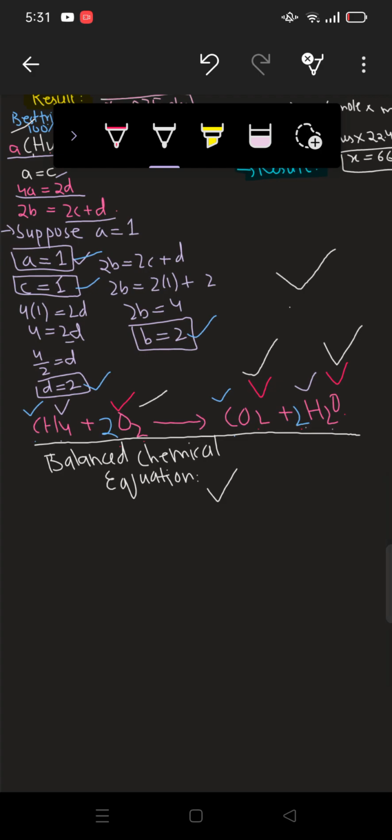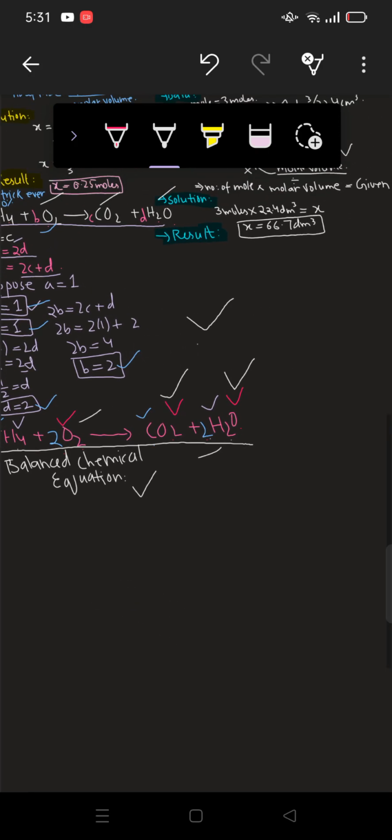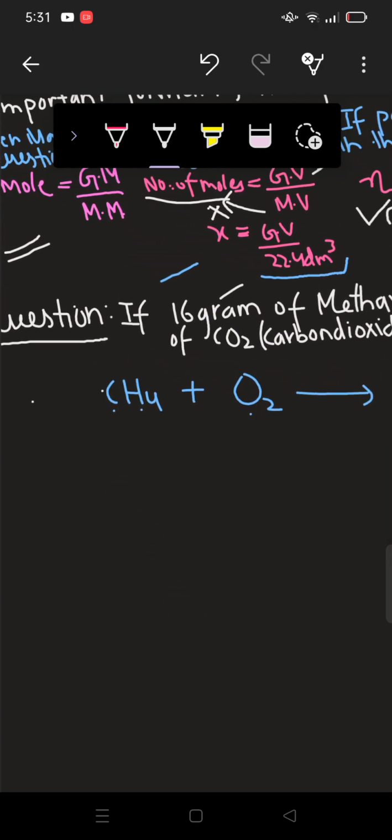So in the end we got to know that 1 mole of methane burns in the presence of 2 moles of oxygen, produces 1 mole of carbon dioxide and 2 moles of water. Now we have a balanced chemical equation. Let's write this balanced chemical equation here, as we are going to solve the question. Now we'll be calculating the number of moles, mass and volume by using the chemical equation. Now our real topic, stoichiometry, begins.